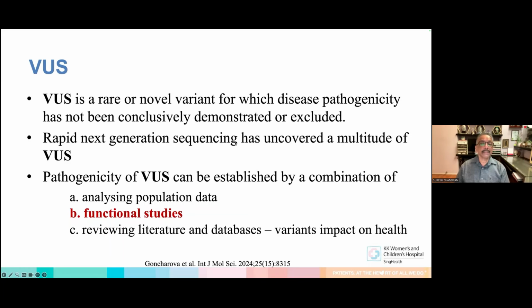Rapid next-generation sequencing has uncovered a multitude of VUS. Pathogenicity of a VUS can be established by a combination of analyzing the population data, ideally doing functional studies, or reviewing the literature and databases to look for the variant's impact on health. And if more than 3 cases have been published with the same variant of uncertain significance, it will be established as a causative agent for the disease.